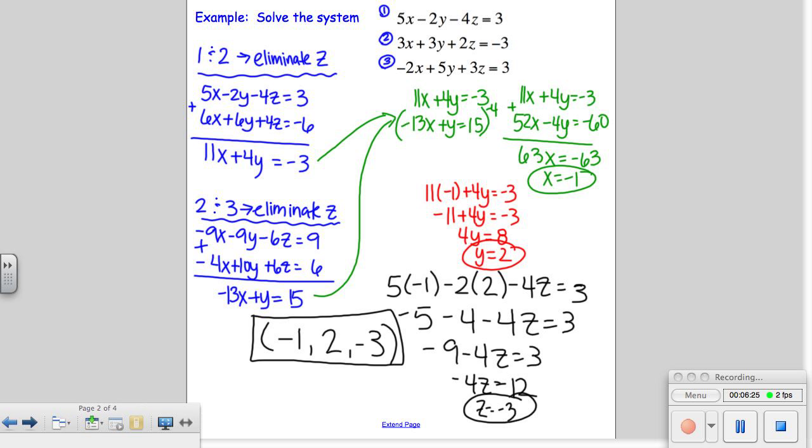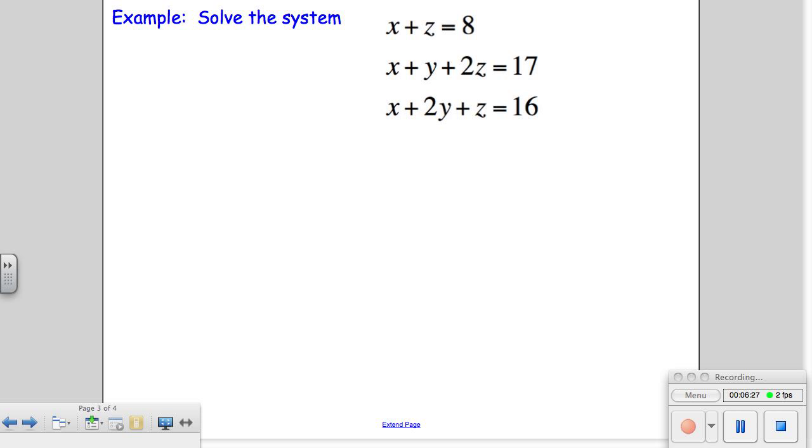Let's go ahead and look at another example. We'll just do 2 examples today because they're quite lengthy. We have x plus z equals 8, x plus y plus 2z equals 17, and x plus 2y plus z equals 16. So here's equations 1, 2, and 3.